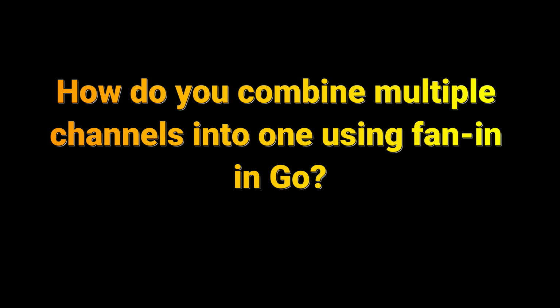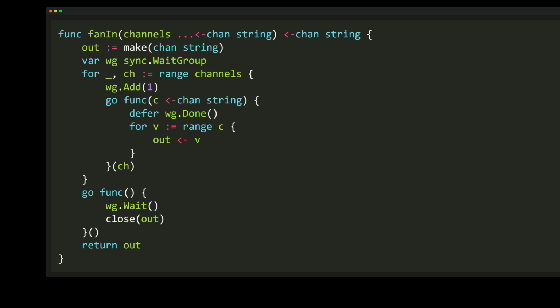Question: how do you combine multiple channels into one using fan-in in Go? Answer: fan-in means taking multiple input channels and combining them into a single output channel. You create an output channel and a wait group. For each input channel, you start a goroutine that reads from that channel and sends each value to the output channel. When a goroutine finishes reading its channel, it signals done on the wait group. Another goroutine waits for all input goroutines to finish, then closes the output channel. This pattern lets you merge data from multiple sources into one stream that the caller can read from.